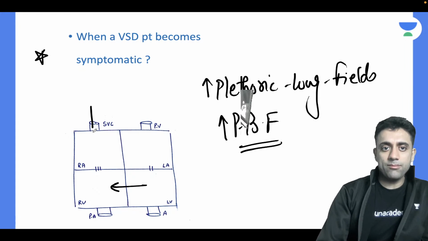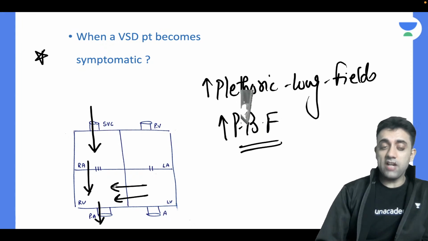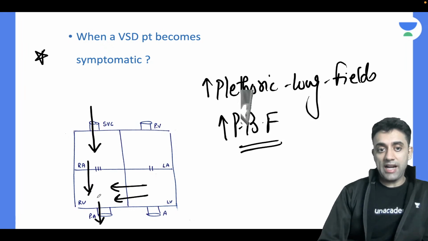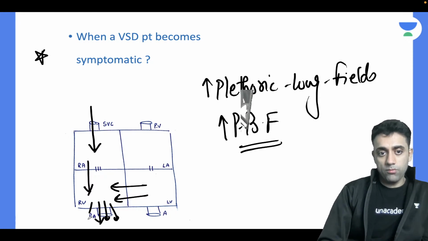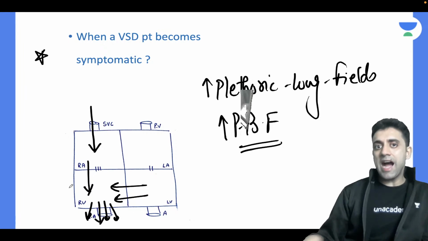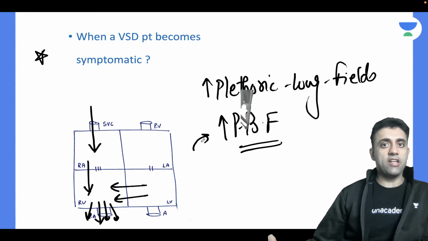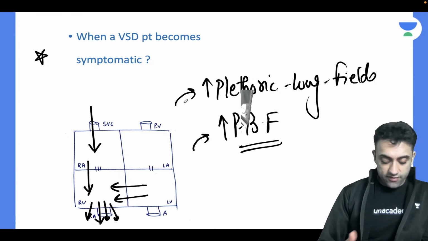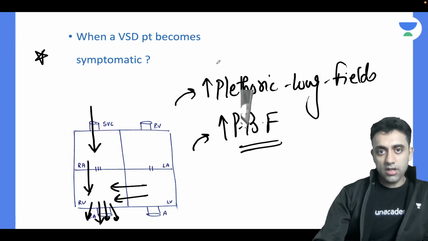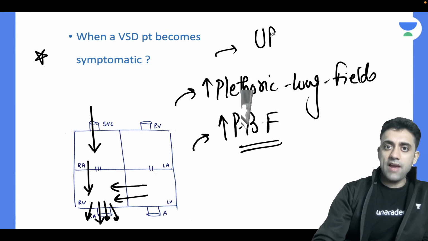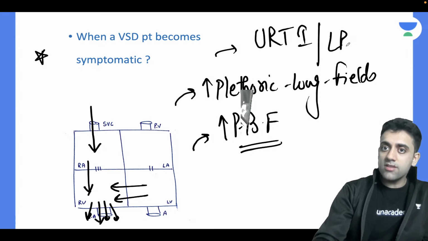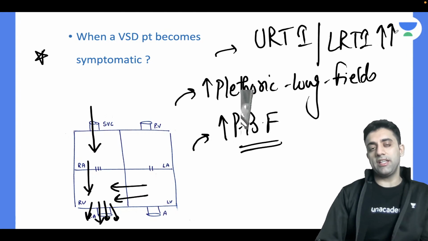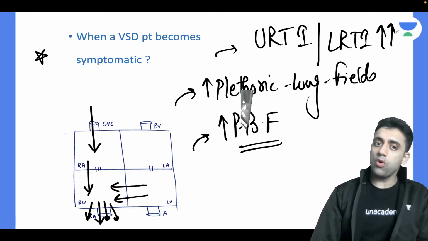Why? Because normally the blood comes from the superior vena cava to the right atrium to the right ventricle to the pulmonary artery, but now in VSD the blood from the left side is again jumping to the right side, so more and more blood is going to the pulmonary artery. That is known as increased pulmonary blood flow, and that is known as plethoric lung field. More blood will go to the lungs. So will that baby have URTI and LRTI? Yes, of course, that baby will have more upper respiratory tract infections and more lower respiratory tract infections.